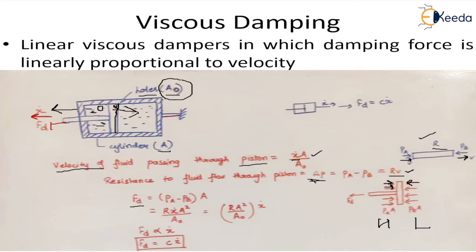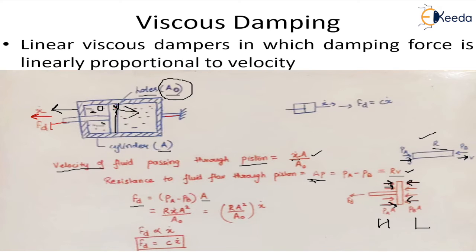So the damping force is what? It is the difference in the pressure, right? So force is what? It is pressure into area. And what is the total pressure on the system? It is the difference of the pressure on the higher side and the lower side. So it is Pa minus Pb into area of the cylinder.